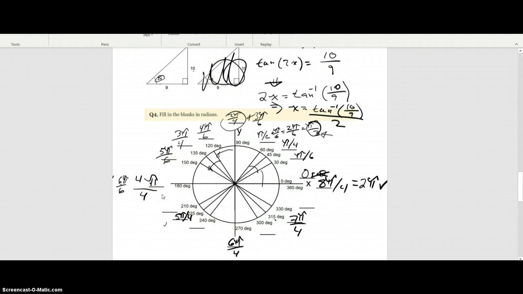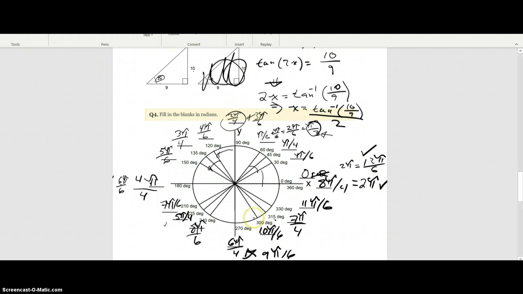Then what we do is, we're at 6 pi over 6, so we go 7 pi over 6, 8 pi over 6, 9 pi, oh, I missed one. Right here is 9 pi over 6, 10 pi over 6, 11 pi over 6, and then we went all the way back around to 12 pi over 6. That should equal 2 pi, so this is our check. And 12 pi over 6 does equal 2 pi, so that checks off.